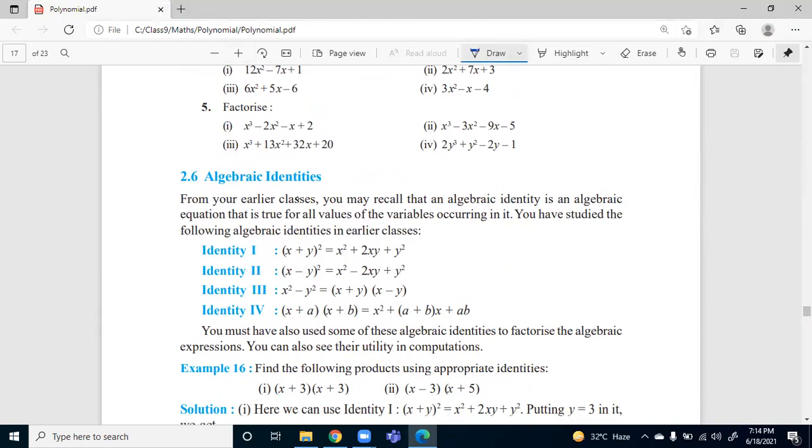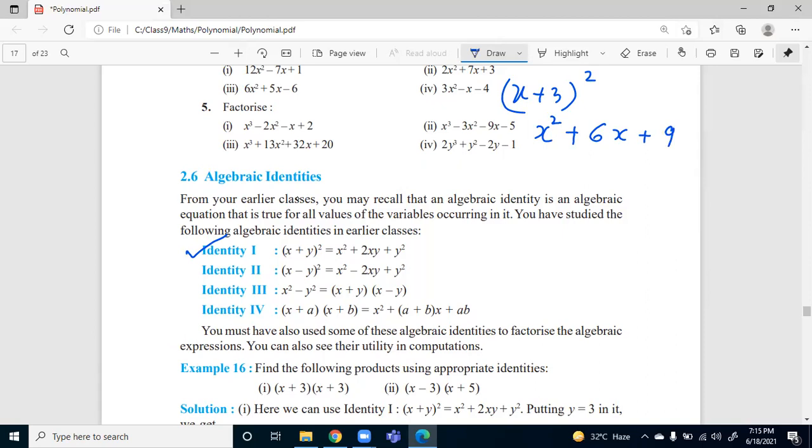So let's say we start with (x + 3) and (x + 3). So you can see (x + 3) and (x + 3). What does it mean? (x + 3) whole square. So we have to use the identity number 1. So if I use identity number 1, then it is x square plus 2xy. So what is x here? x is x, y is 3. So 2 into 3 is 6x. And what is y square? y square is 3 square, that is 9.